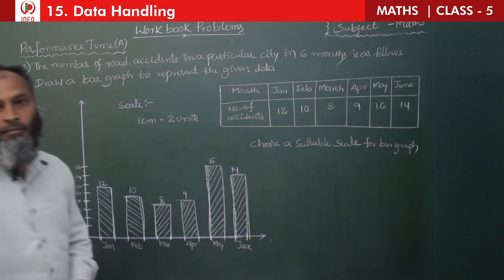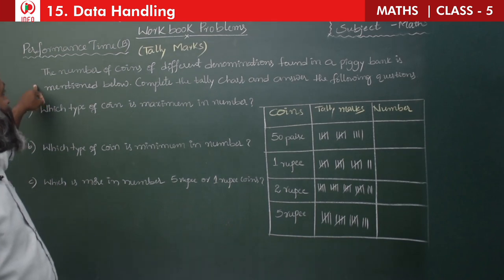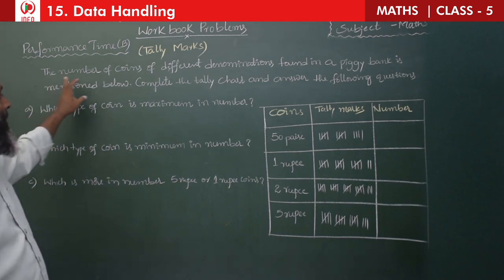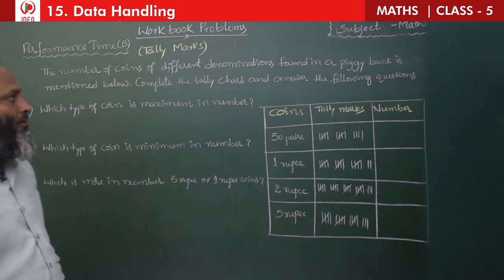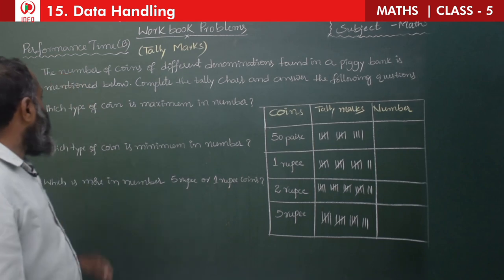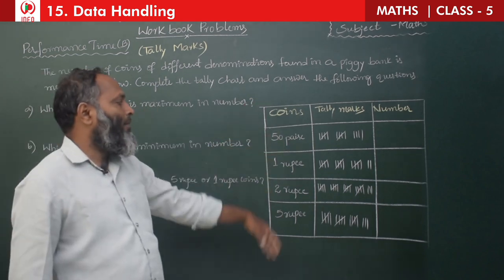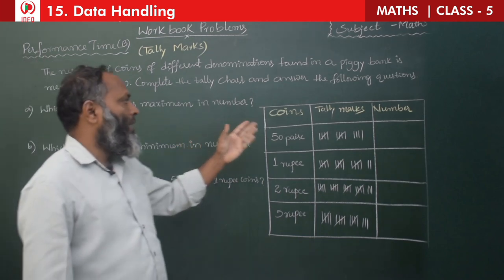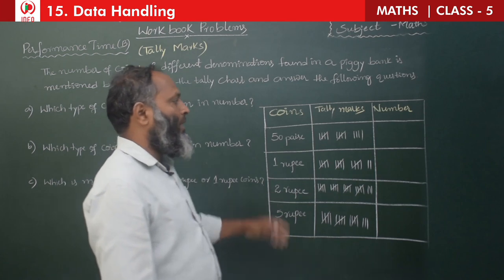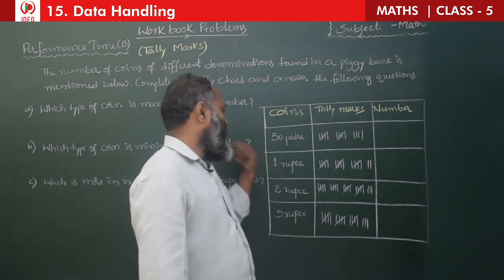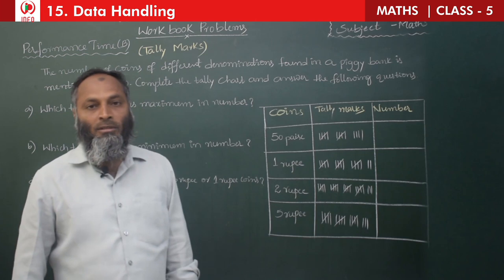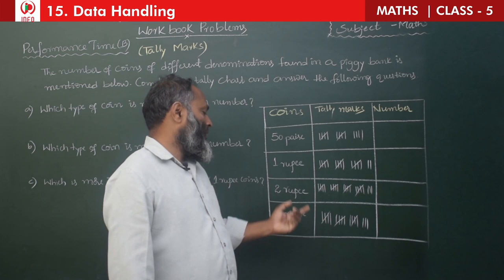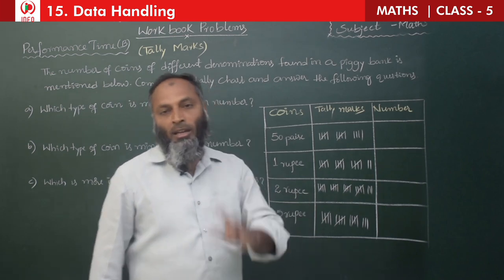Okay? Now, the next question in performance time B is based on tally marks. The first question: the number of coins of different denominations found in a piggy bank is mentioned below. Here in a piggy bank, different types of coins are mentioned. Complete the tally chart and answer the following questions. First we should complete the tally chart, and after that, whatever questions he is asking, we should do. See here, 50 paisa coins, 1 rupee coins, 2 rupee coins, 5 rupee coins are there in a piggy bank.